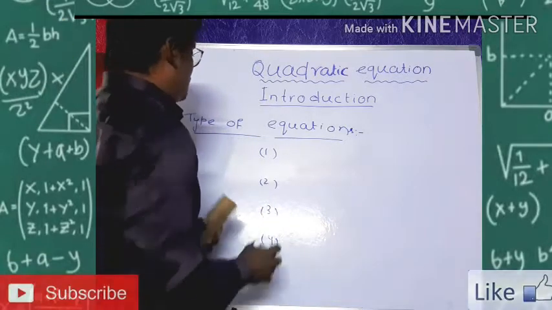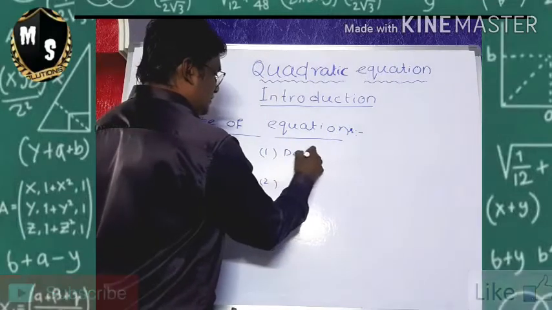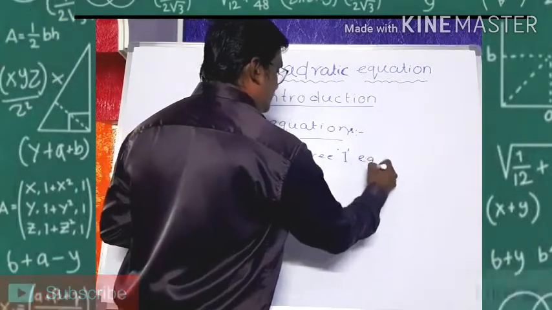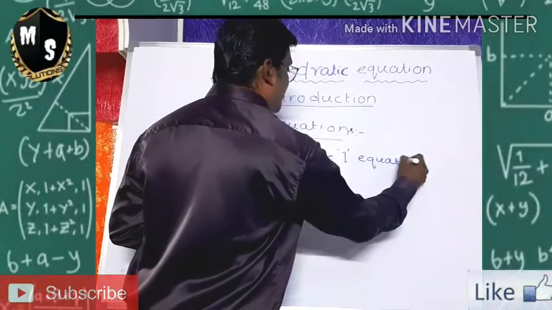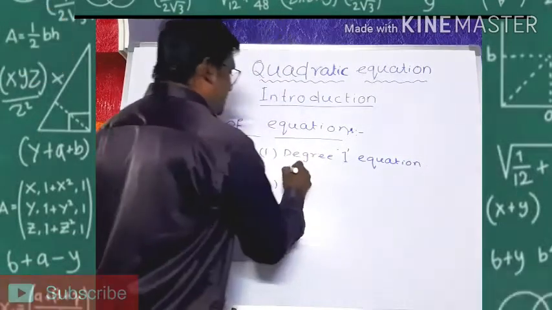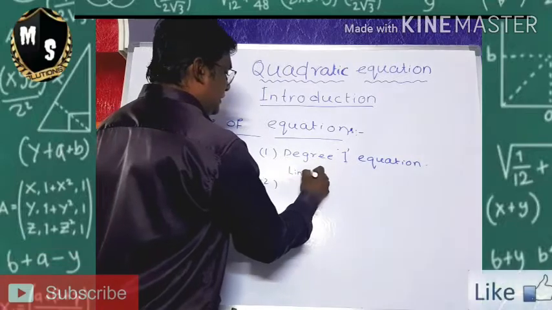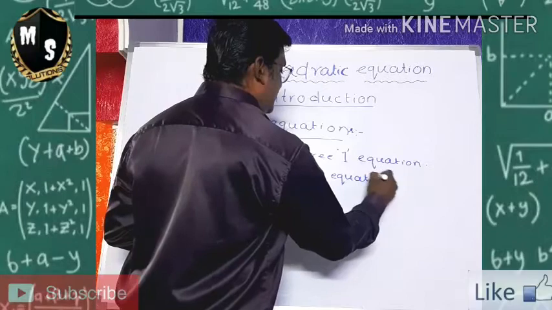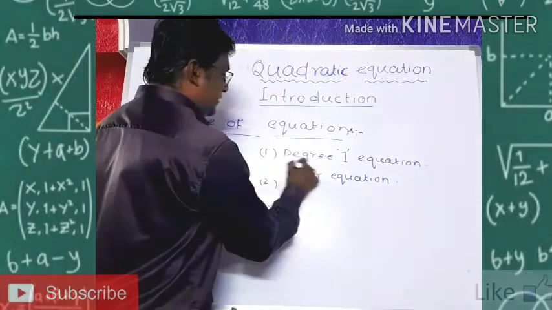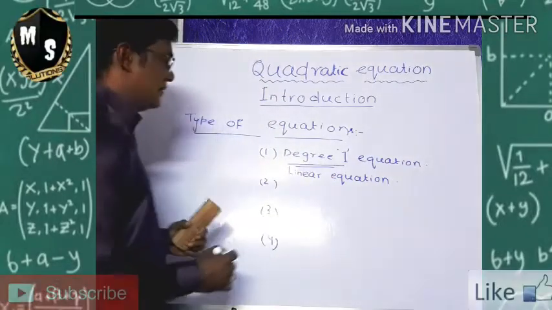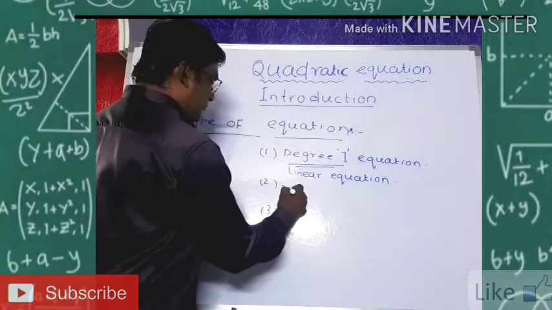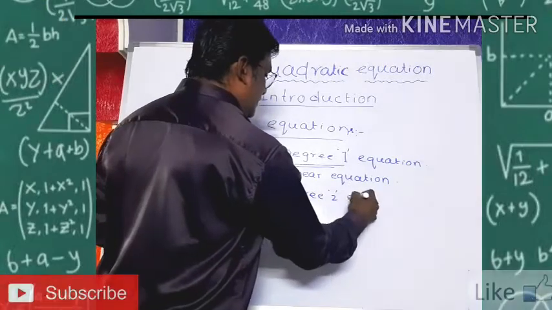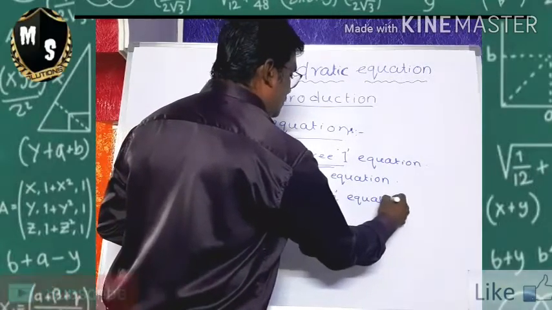So first one is called the degree 1 equation. What is a degree 1 equation? I am going to explain you. It is also called a linear equation. So degree 1 equations are always called linear equations. What is this degree 1? I am going to explain you. Don't worry. Now come to the degree 2 equations.